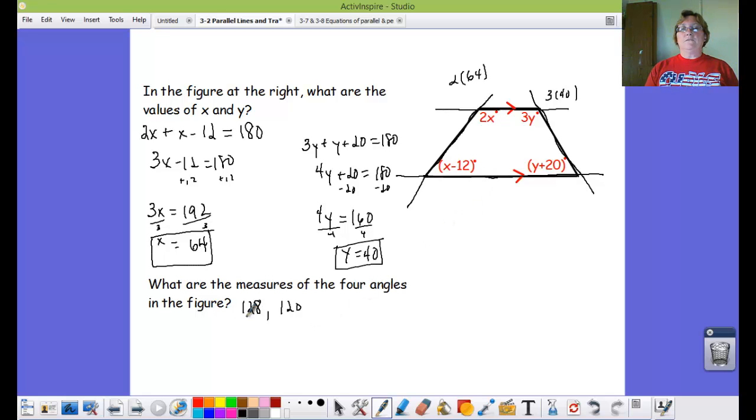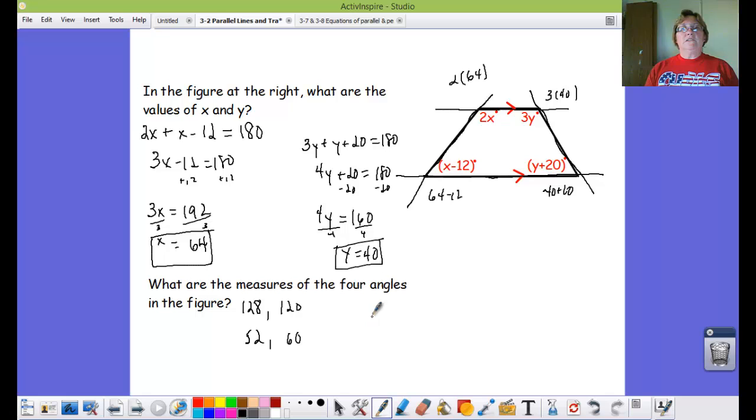And my claim is you have two ways that you could find the other two angles. You could subtract what you've gotten from 180, since you know together they have to add up, or you could do what we just did, which is substitute. This corner would be 64 minus 12, which would make it 52. Quick check, does that add up to 180? And over here, y plus 20, so 40 plus 20, that would be 60. And that also adds up to 180.